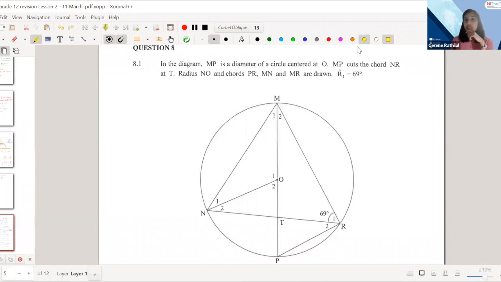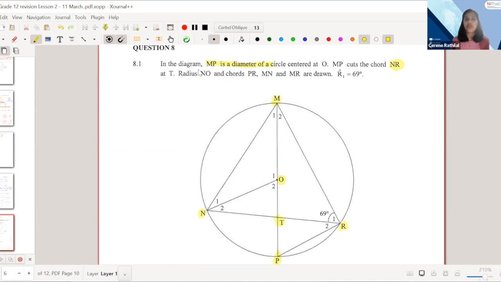Let's begin dissecting exactly what we have been given. We're told that in this diagram, MP is the diameter of the circle. Here is M and here is P. So clearly MP passes through the center, and here we have our center O. We're also told that MP cuts the chord NR. Here is NR, a chord, and MP clearly intersects that chord at T.